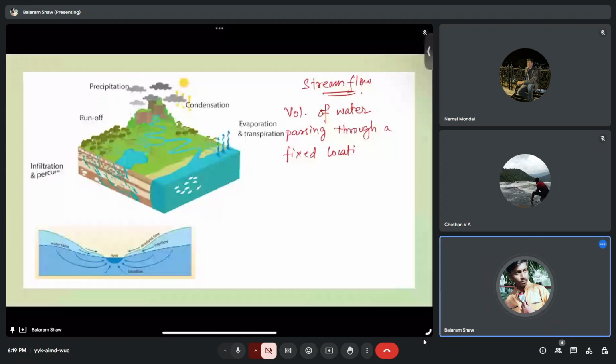Next we have surface runoff, and then we have the base flow. The surface runoff is one of the main important components of the hydrological cycle, and base flow is also one of the important components. Okay, so we'll discuss this first.